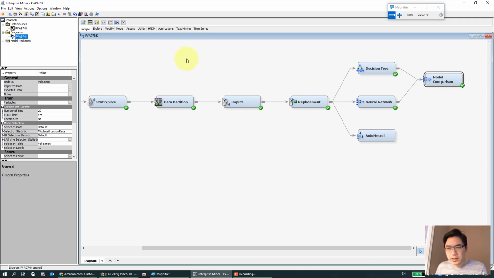Now, supposing that I'm ready to score the model, I need to create two things. I need to bring in a score dataset, and I need to use a score node. So first of all, the score dataset. A score dataset is a score data source that I need to import to the SAS project here before I can bring the node to the diagram.